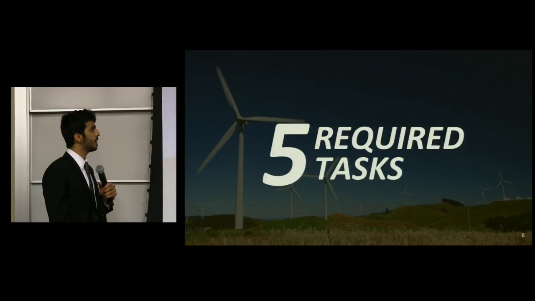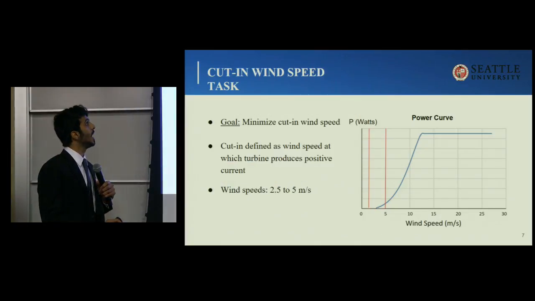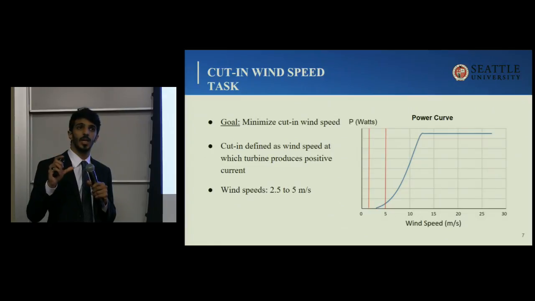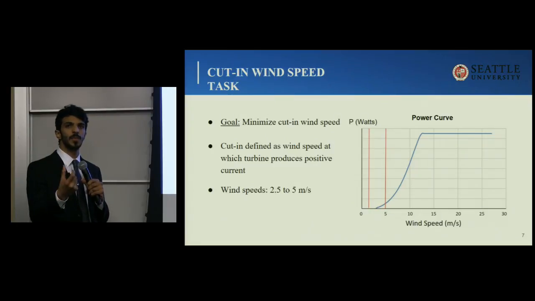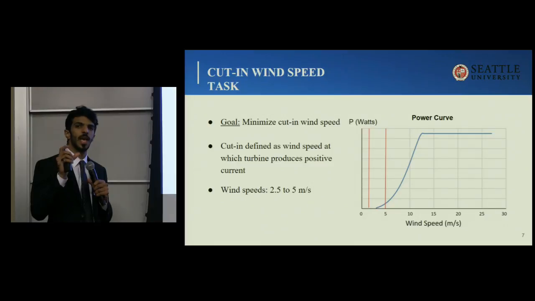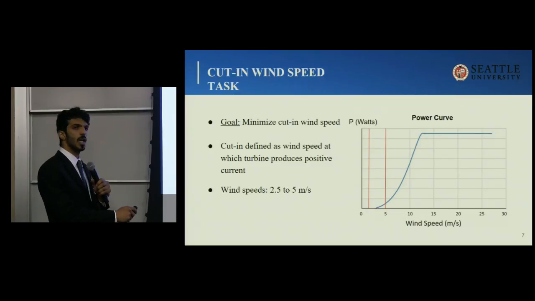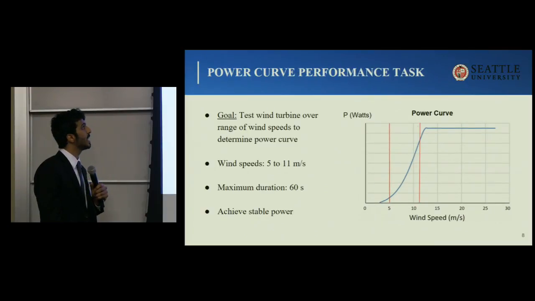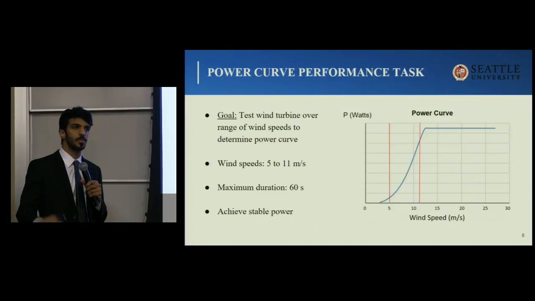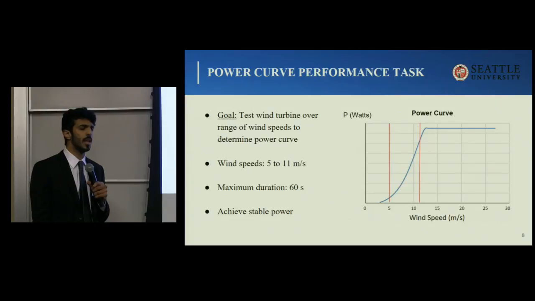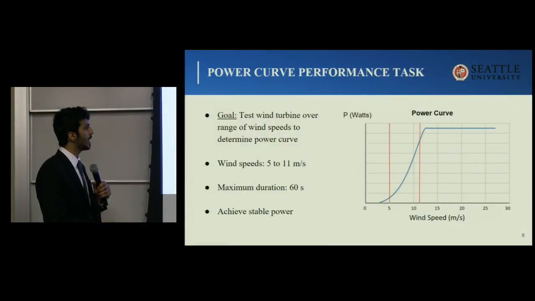Next, please. Okay, these are the 5 tasks required by the CWC. The first one is the cut-in wind speed. The goal of this task is to test the turbine to see what the minimum cut-in wind speed is. When we say cut-in wind speed, that means the wind speed at which the turbine was able to produce positive current. The wind speed in this task varies between 2.5 to 5 meters per second. The second task is the power curve performance task, where the turbine is tested over a region of wind speeds going from 5 meters per second to 11 meters per second, which is our rated power. The turbine has to maximize its output power at each interval of the wind speeds. As you can see here, this blue curve is the actual power curve. And we have to achieve a stable power curve, as you can see in this region.